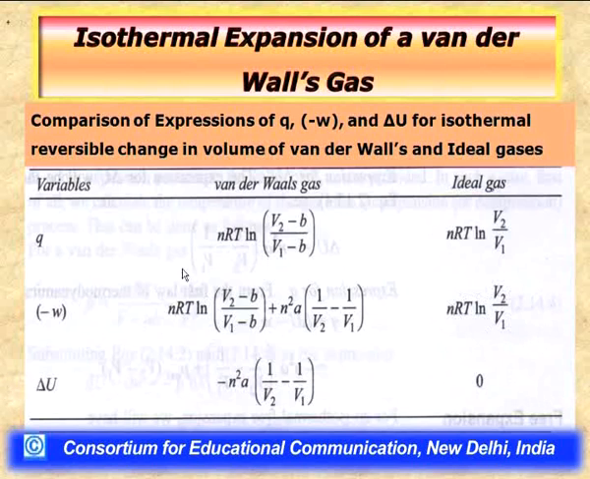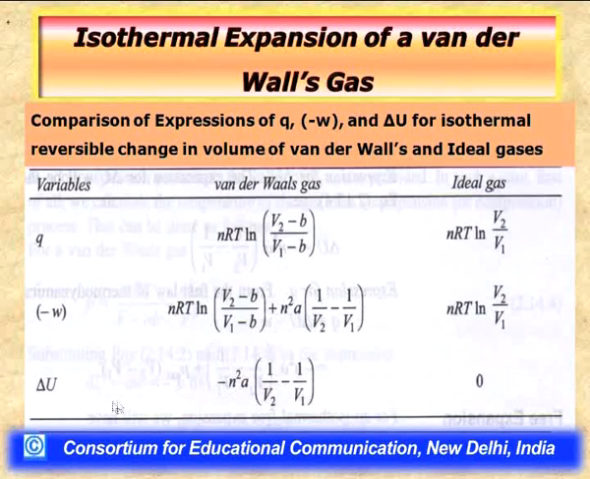For an ideal gas it is this, and for a real gas it has terms corresponding to excluded volume and a, which is a measure of the forces of attraction which operate between the molecules. The internal energy change is equal to minus n square a into (1 by V2 minus 1 by V1). So, it is very clear that by making use of these equations we can easily see that minus W is nRT ln((V2 minus b) divided by (V1 minus b)), that is heat Q.